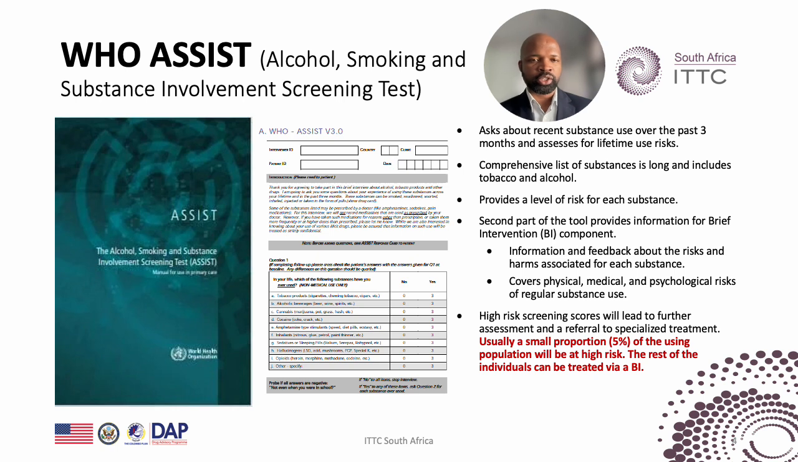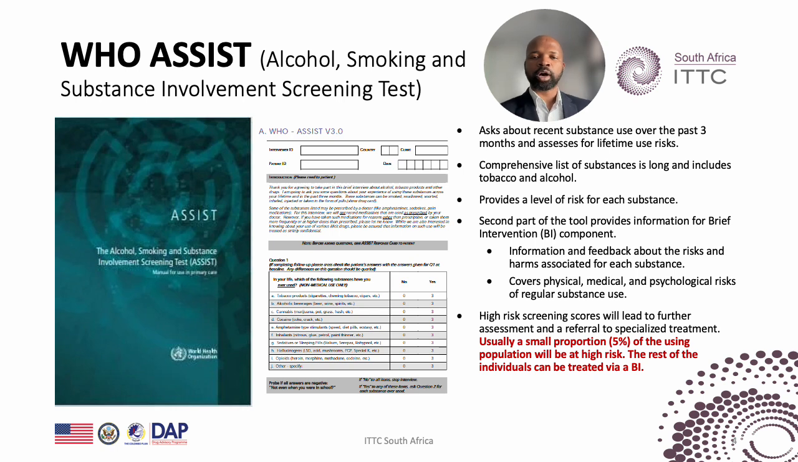The World Health Organization Alcohol, Smoking and Substance Involvement Screening Test, or otherwise the WHO Assist, is part of the recommended package by WHO for provision of screening, brief intervention and referral to treatment. What's really neat about the Assist is it asks about recent substance use, so over the past 3 months, but then also assesses for lifetime use risks. It provides a comprehensive risk of substances that's long and also includes tobacco and alcohol. In addition, it then provides a level of risk for each substance that has been assessed.